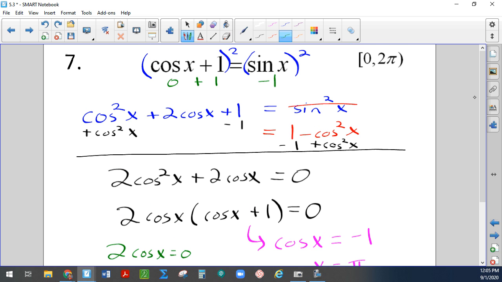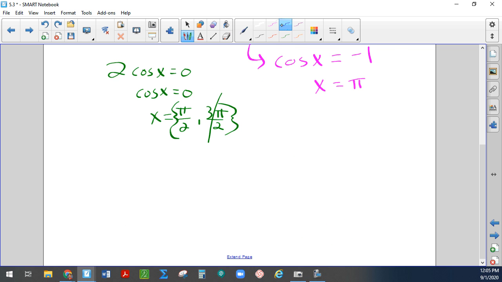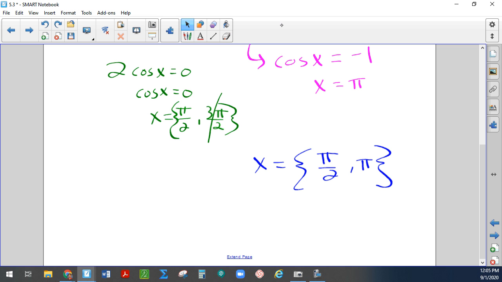And then pi, sine of pi is 0. Cosine of pi is negative 1. Negative 1 plus 1 is 0. So my real solutions are x equals pi over 2 and pi, and not 3 pi over 2.